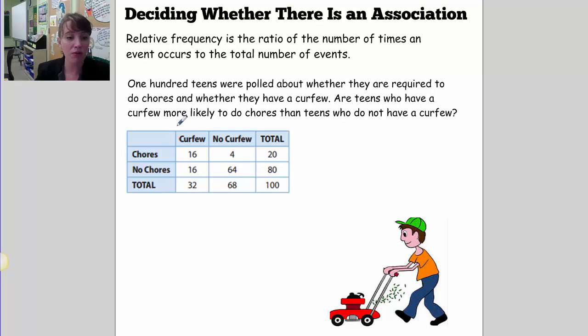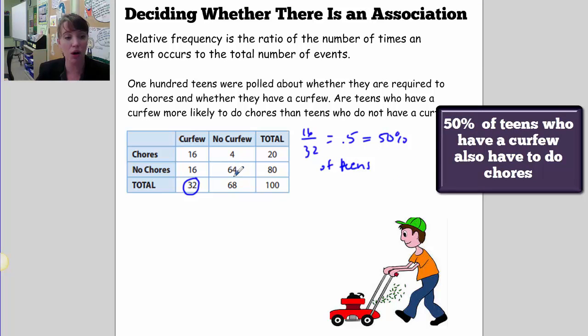So what I want to figure out is I'm actually going to calculate a conditional frequency, which is taking a cell total and dividing it by either a row or column total. So out of the teens who have a curfew, how many of them do chores? So that would be 16 out of 32 or 0.5 or 50%. So 50% of teens who have a curfew also do chores.